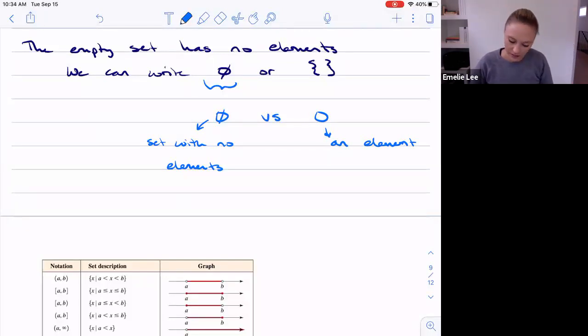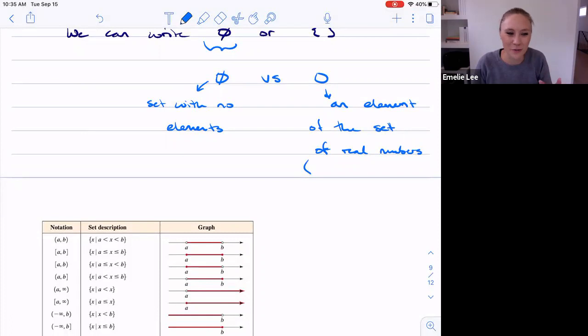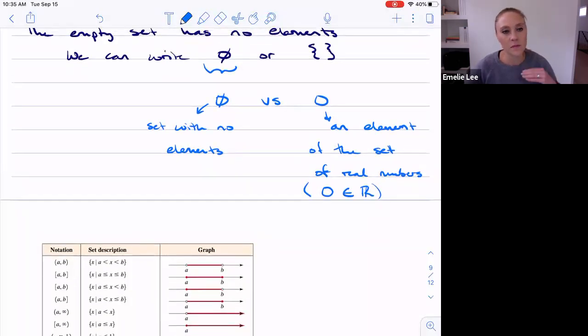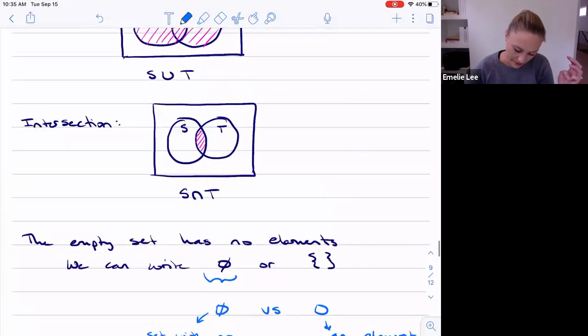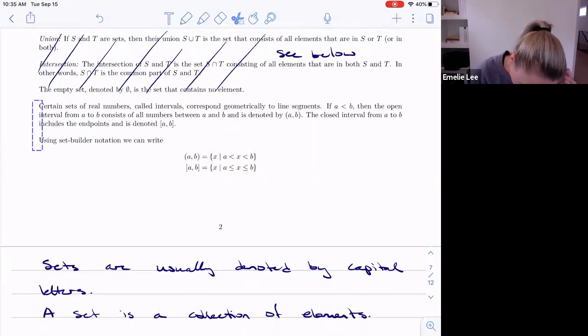I can even say an element of the set of real numbers. Or, to bust out our fancy notation, 0 is in the set of real numbers. Okay, so the empty set and 0 are completely different. They're not even related a little bit. Okay, where was that? I'm going to do the same thing here. Copy and sure.